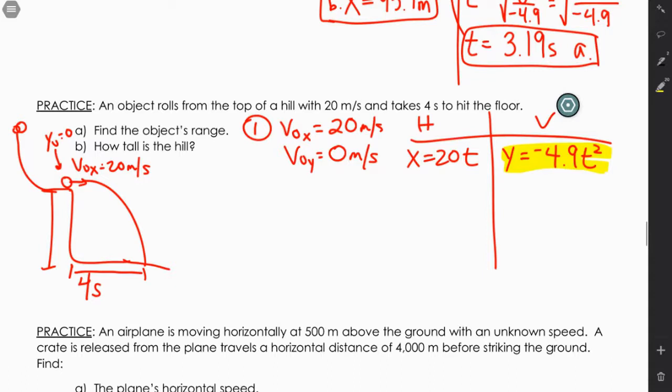Now, we do know time, right? So the great thing is, because we know time, we can plug it in. We don't have to do anything to solve for time. It gives it to us. So we can find the range.